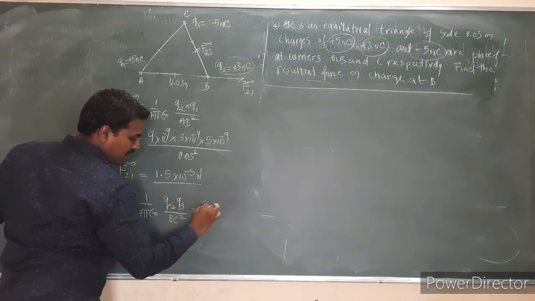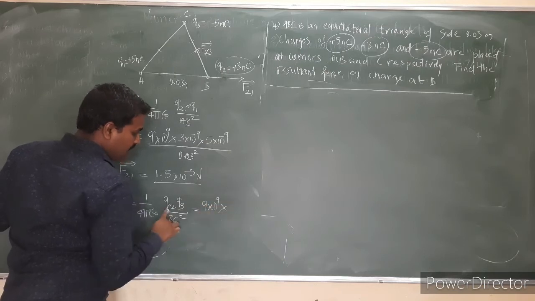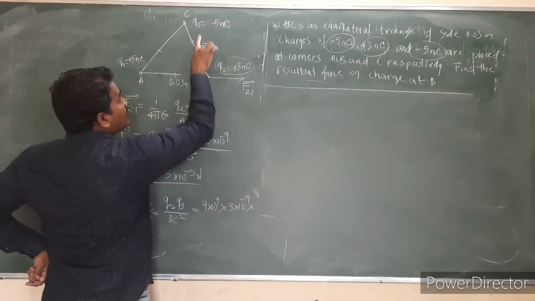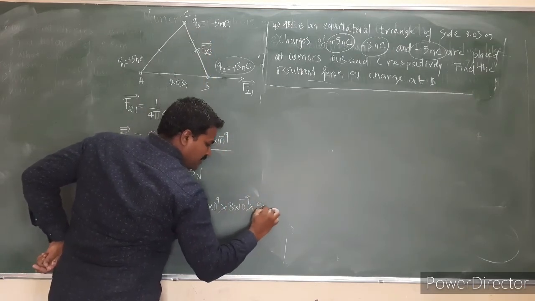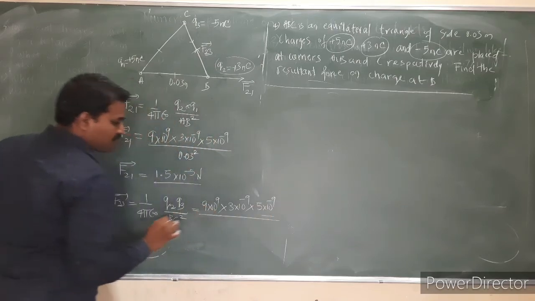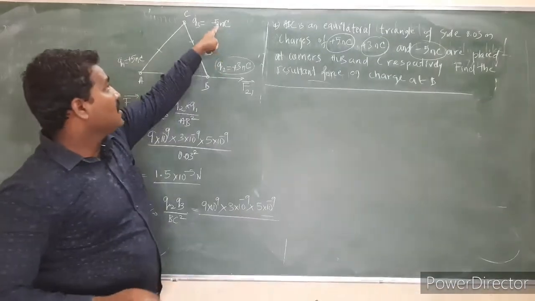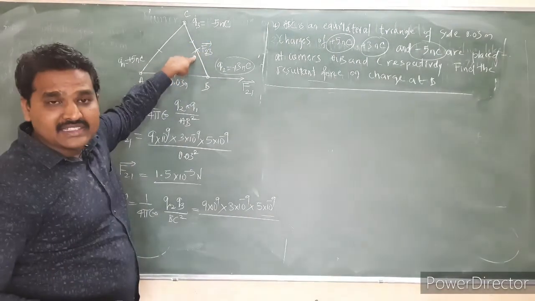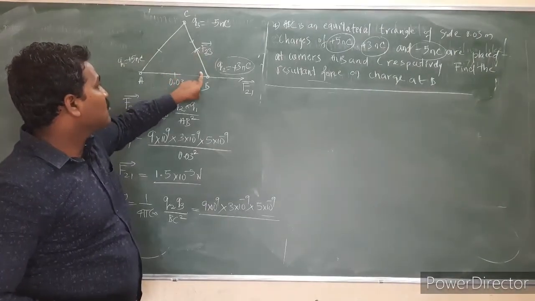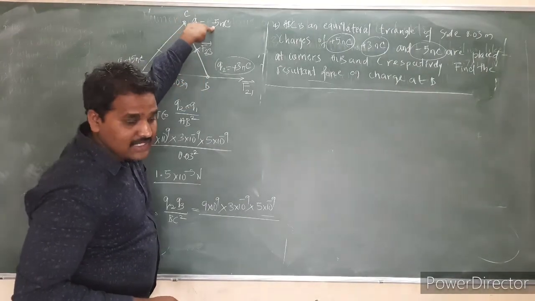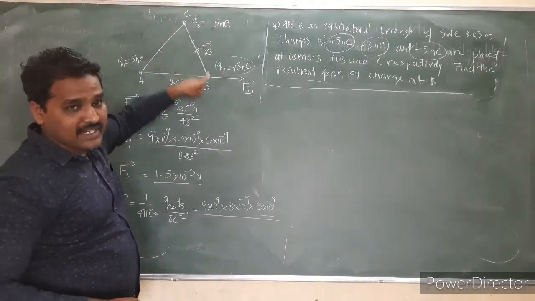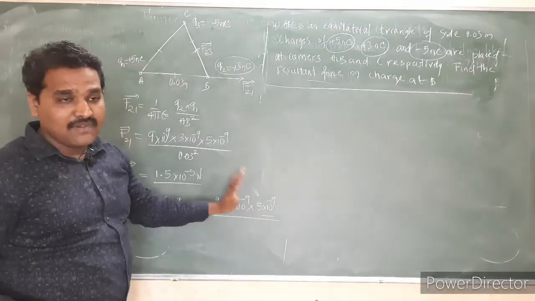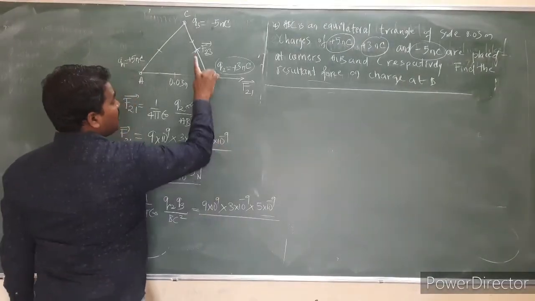So that is 1 by 4 pi epsilon naught, which I can write as 9 into 10 to the power 9, into Q2, which is 3 into 10 to the power minus 9, and the magnitude of charge Q3 is 5 into 10 to the power of minus 9. Observe here, I am not writing the negative sign of this minus 5 nanocoulomb, because that concept I have already considered while taking the direction of F23. Why am I writing F23 from B to C? Because this is a negative charge and this is a positive charge, so there will be an attractive force. So do not write the negative sign with 5 nanocoulomb here. Okay, so divided by BC squared.